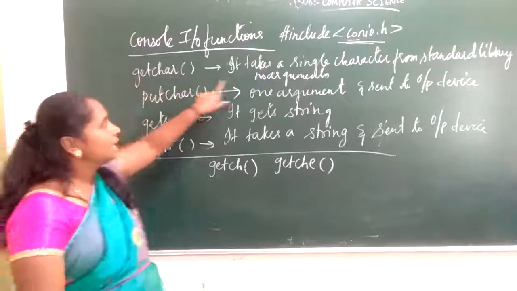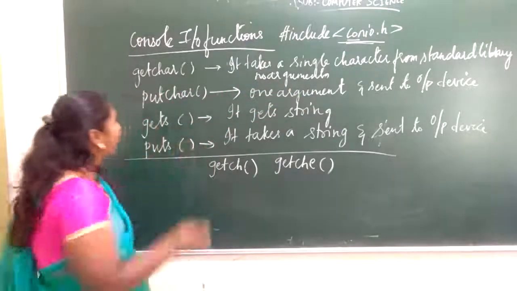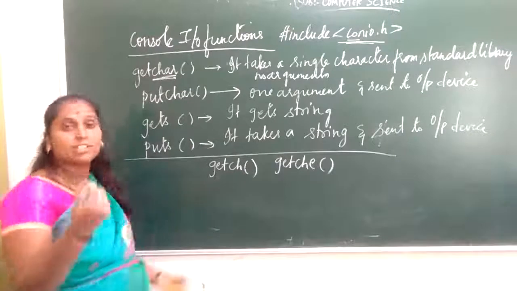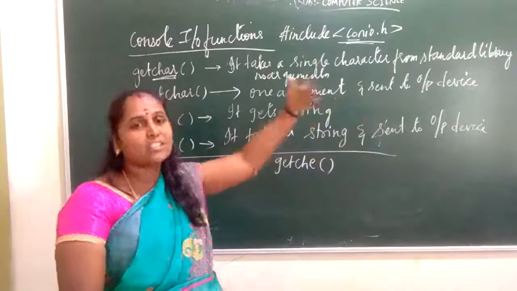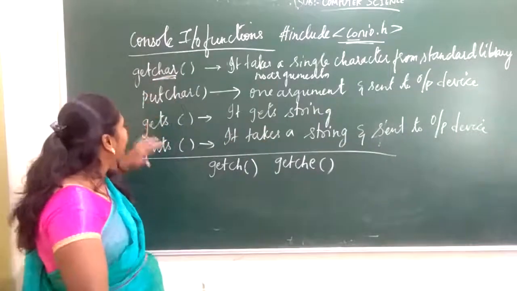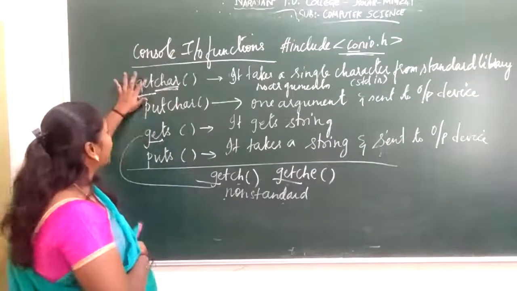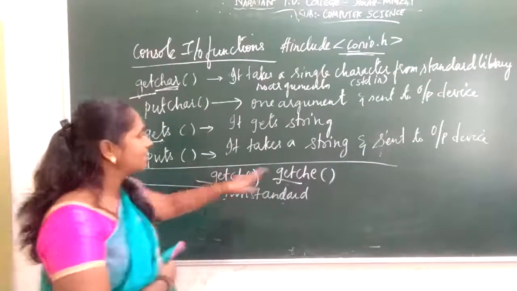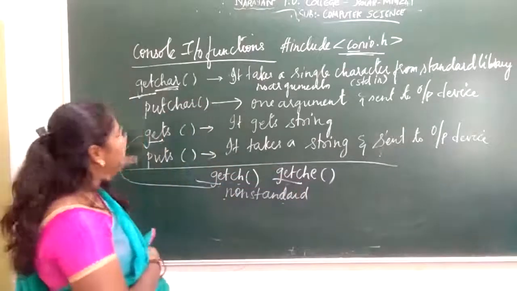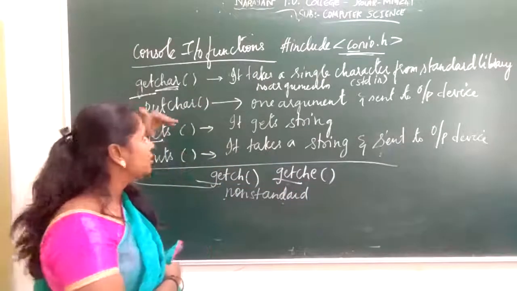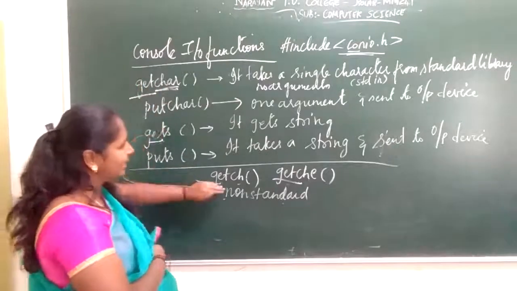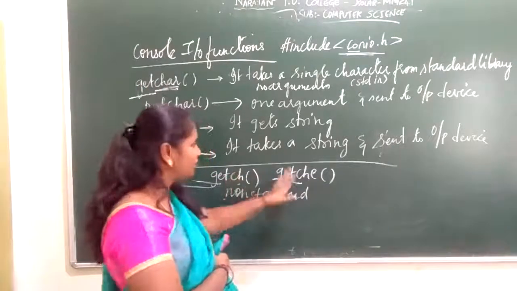Getchar means it takes a single character. Char is nothing but character. Get means you are going to get the character from the standard library function. What's the difference between getchar, gets, getch, getche? These are all nothing but you are getting a character from your standard input. What's the difference between these?